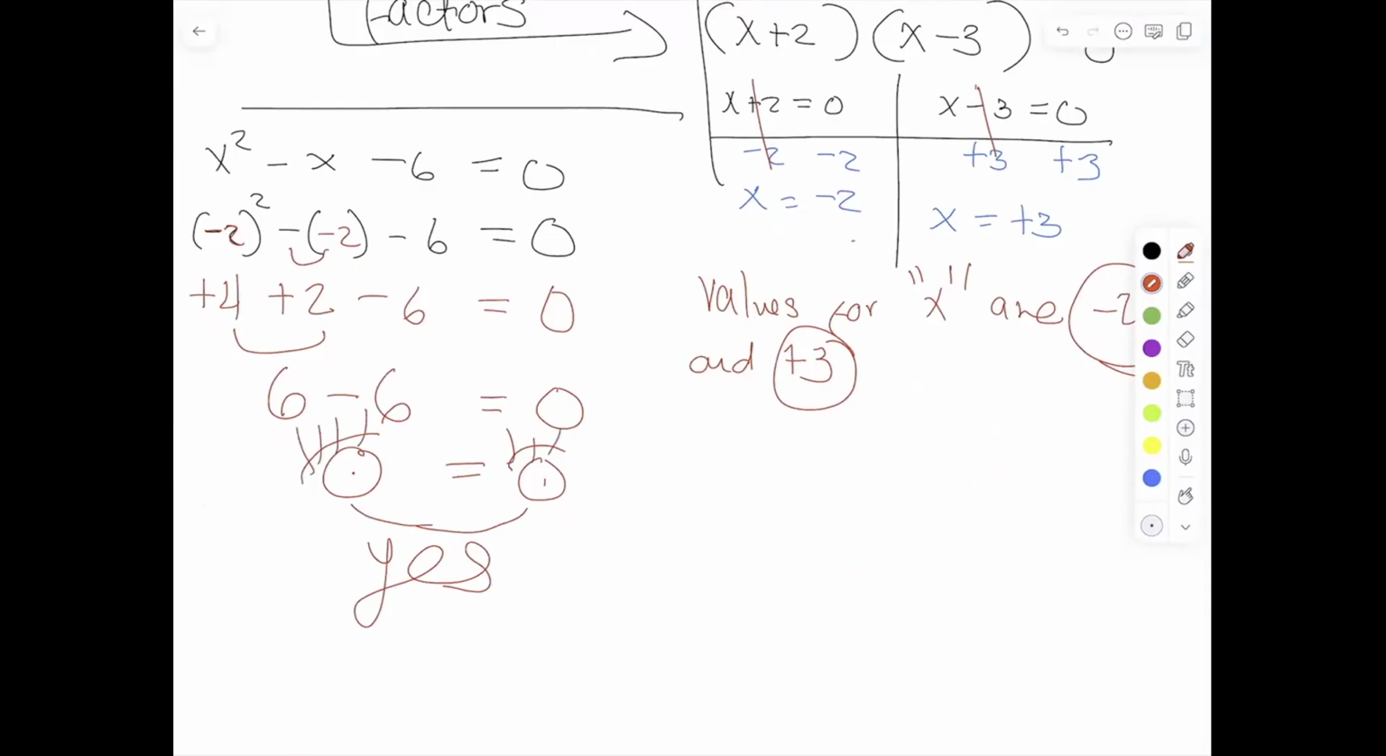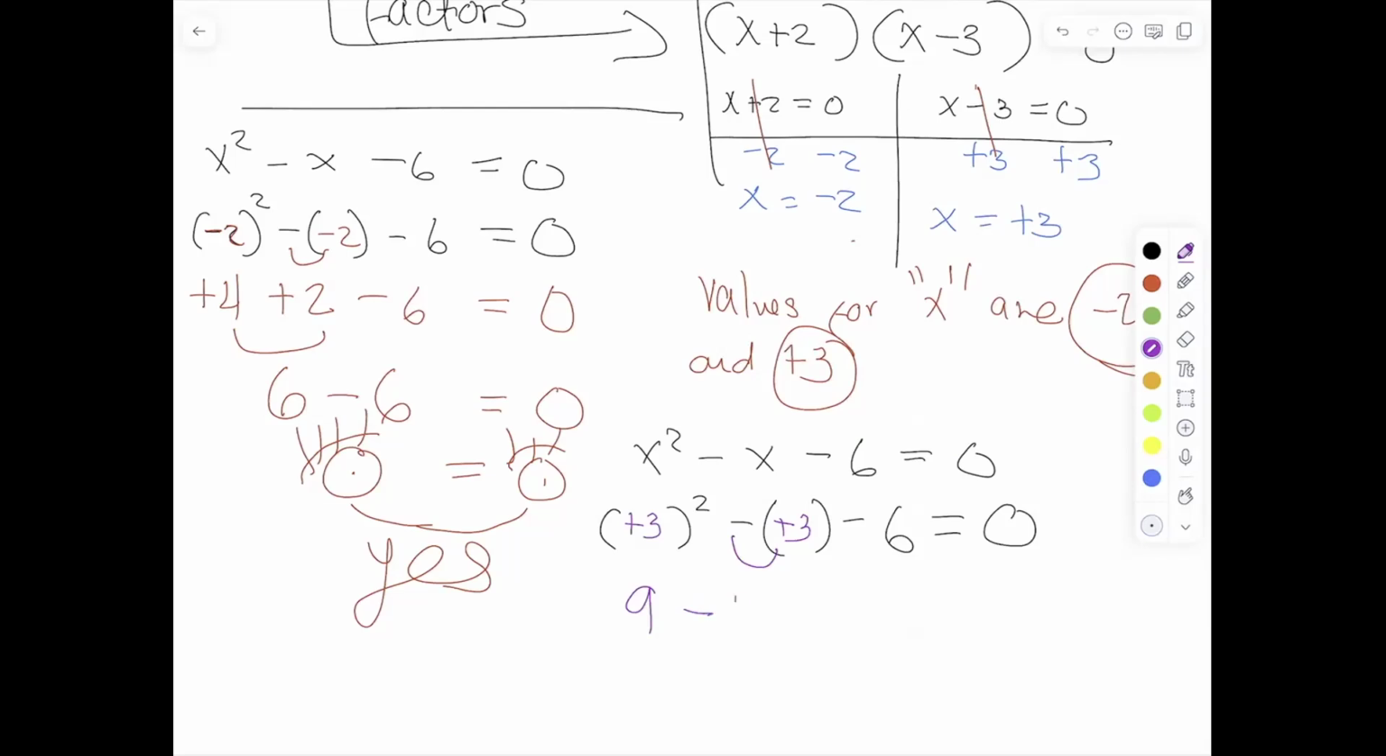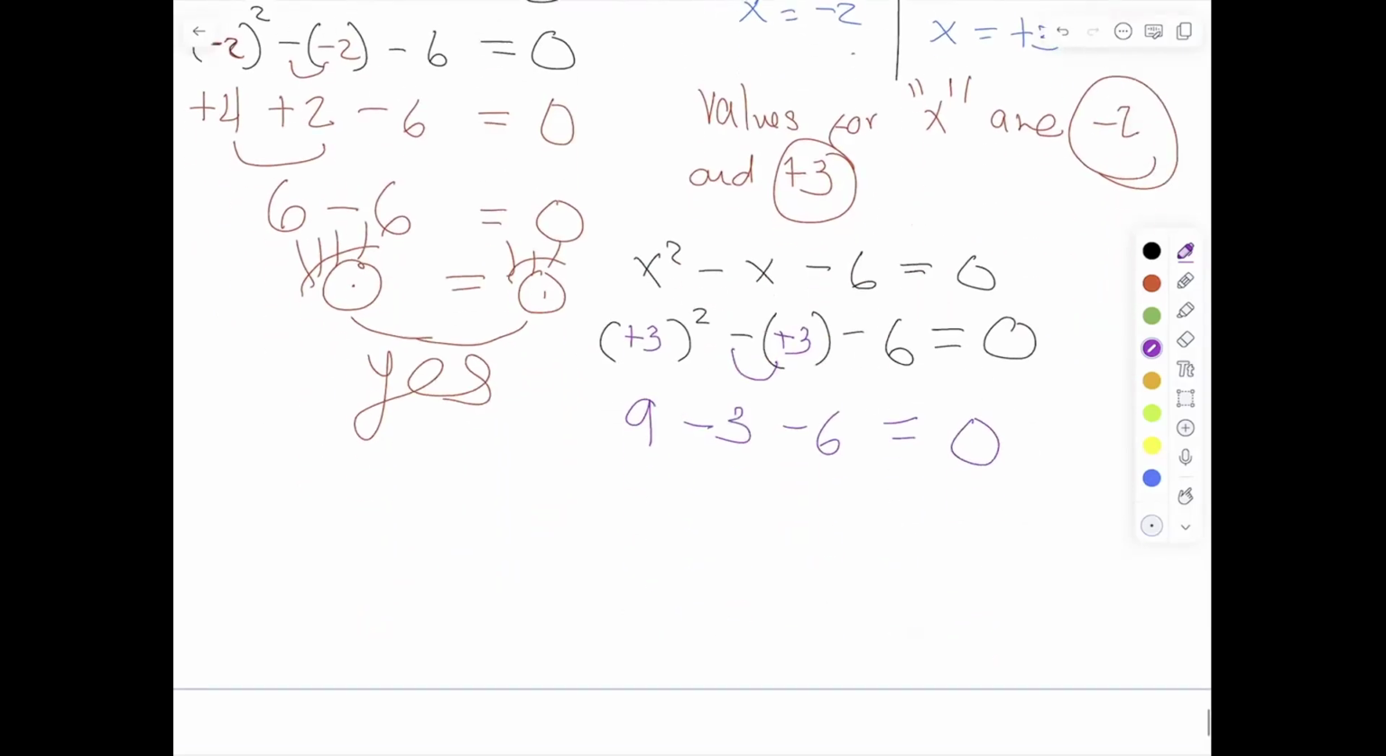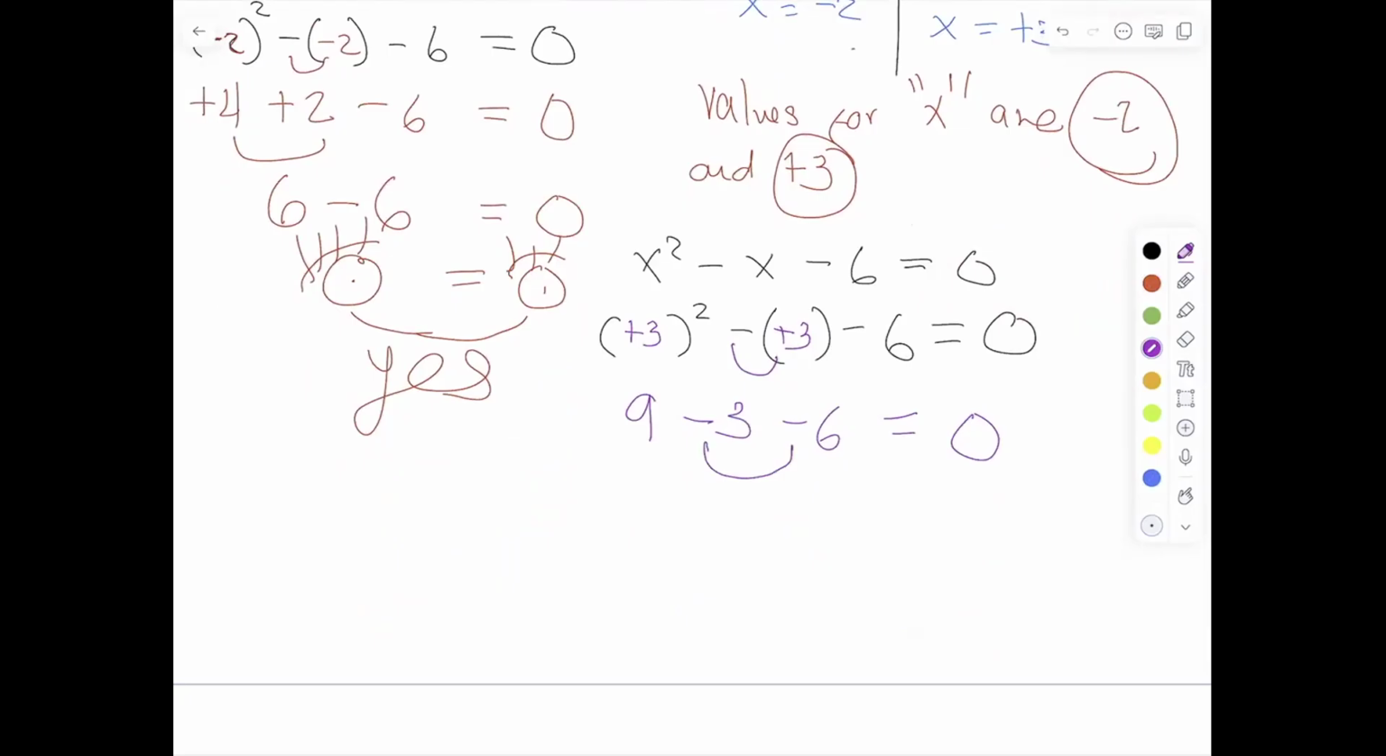This works. Now let's do it for the other value. X squared minus x minus 6 is equal to 0. What am I going to replace x with? What's the other number? 3. +3. 3 times 3 is 9. A negative and a positive is a -3. -6 is equal to 0. A negative and another negative, when I'm adding them, I am not multiplying them, is -9. What is 9 minus 9? This is 0. Is 0 equal to 0? Yes. This works.